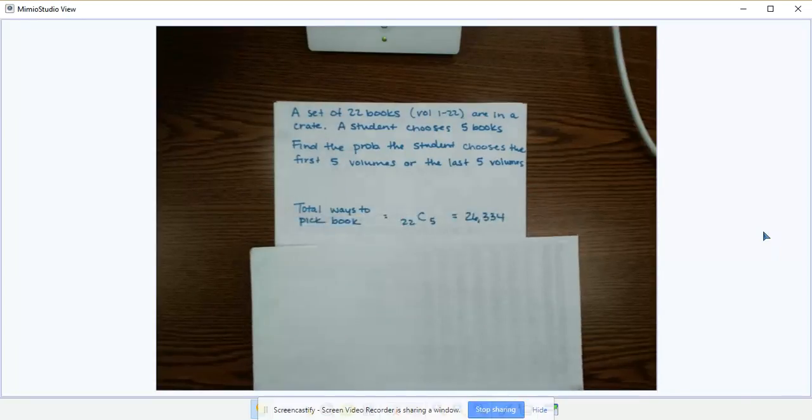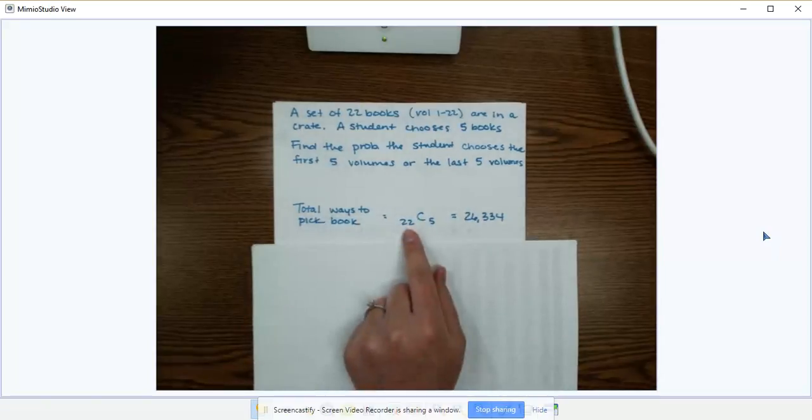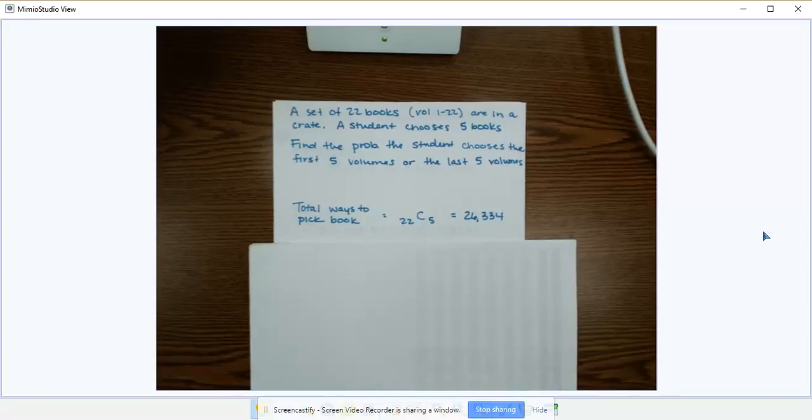Here is another example that's similar. If we have 22 books in a crate and I ask a student to choose 5 books, we want to know, what's the probability that the student chooses the first 5 volumes or the last 5 volumes? Okay, the order that we pull these books does not matter. We could pull the first volume and then the 4th volume and then the 2nd volume and so forth. So the order doesn't matter, which means it's a combination. So we have our total ways to pick the books would be our 22 books chosen 5 at a time. That gives us 26,334.